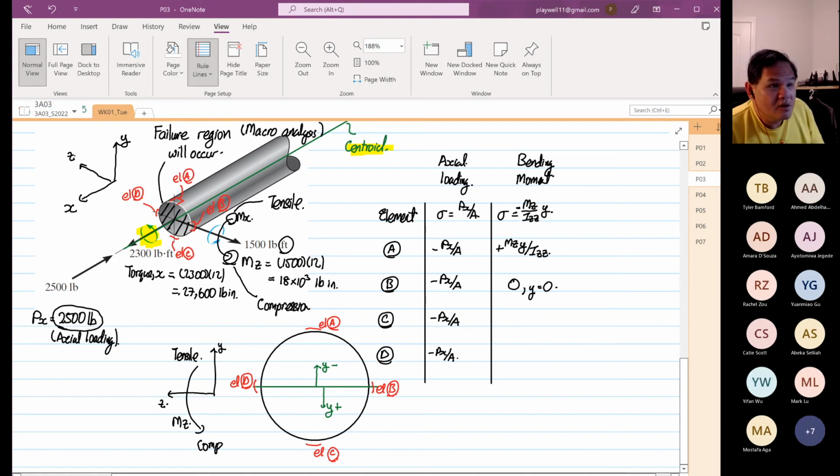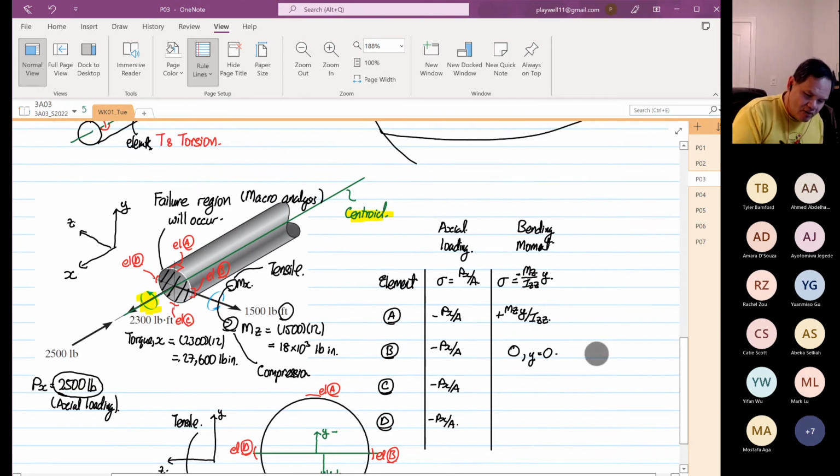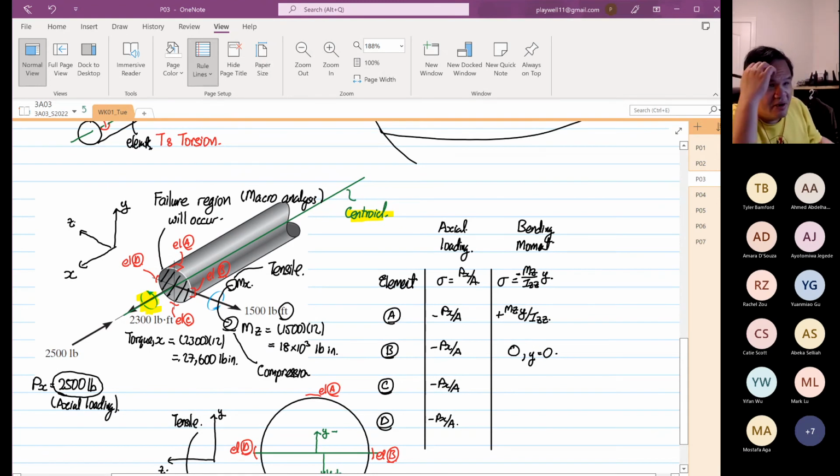Why is it zero? Why is it negative? This is the form of the formula that states that the normal stress, sigma z, is equal to minus Mz over Izz times y. But for now, I don't want you to worry about the sign. I have a better way to help you remember or analyze. So don't worry about it.